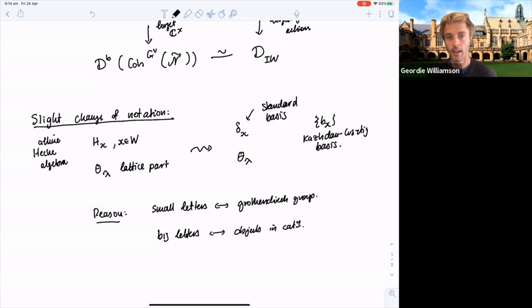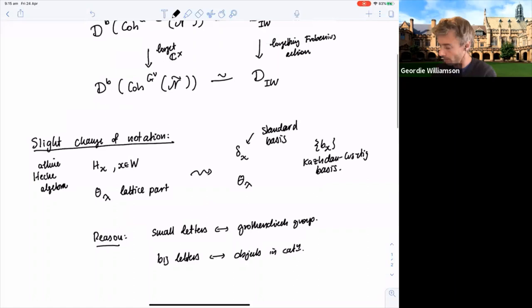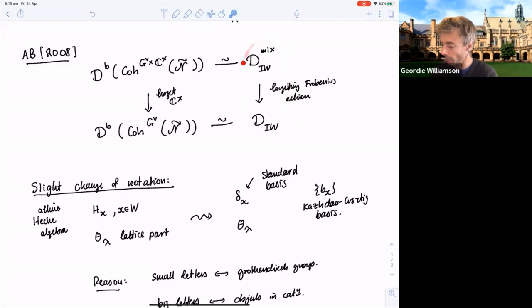And I was going to go over what these things are, what this categorified antispherical module is. I think I'll leave that to next week, just because I started writing notes and it became way too long. Okay, so next week we'll go through what the right-hand side is. For this lecture, you just have to believe me that this thing exists.